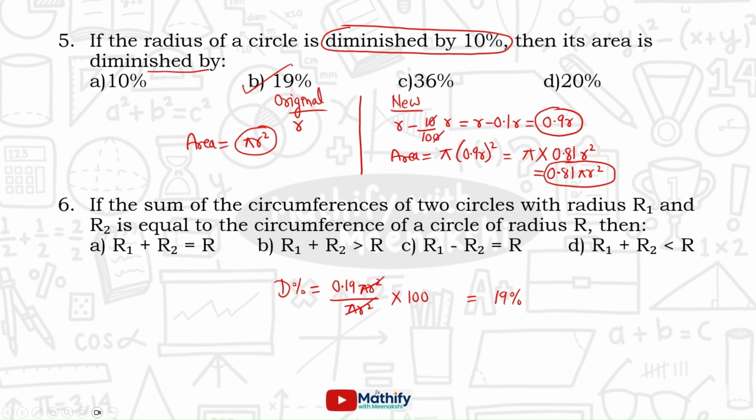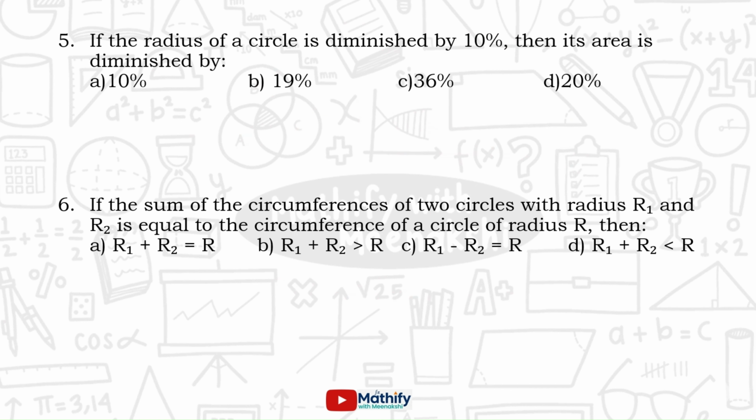Let's move to sixth question. If the sum of the circumferences of two circles with radius r1 and r2 is equal to the circumference of a circle of radius r, what's given? 2 pi r1 plus 2 pi r2 is equal to 2 pi r. Then which one is true? You can simply take 2 pi common, r1 plus r2, here 2 pi r. If you divide the whole equation by 2 pi, you are left with r1 plus r2 is equal to r. That means A option. Let's move to next question.